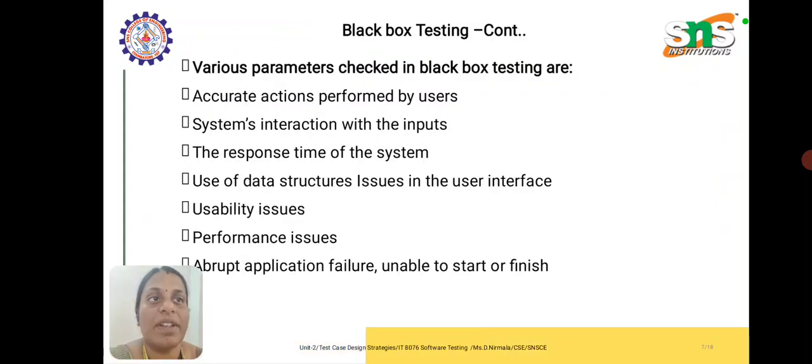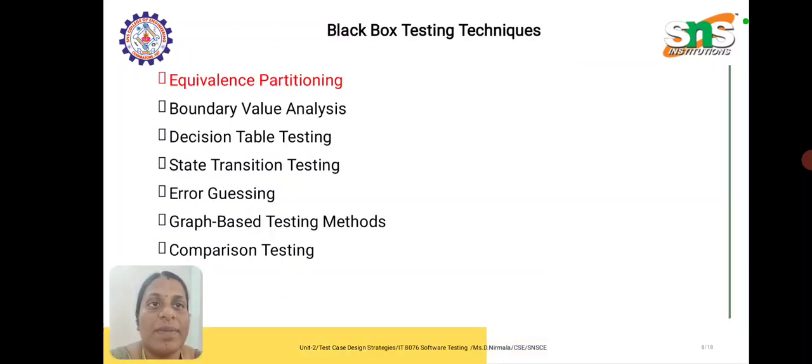The various parameters which are checked in black box testing are accurate actions performed by the users, system interaction with the inputs, the response time of the system, use of data structure issues in the interface, usability issues, performance issues, and abrupt application failure, where the application is unable to start or finish. Equivalence partitioning, boundary value analysis, decision table testing, state transition testing, error guessing, graph-based testing methods, and comparison testing. So these are the techniques which are used in implementing black box testing.